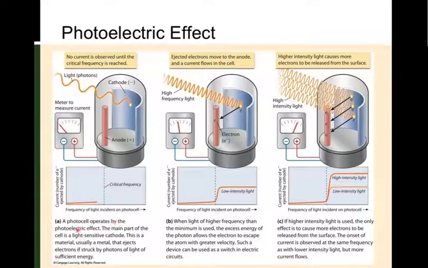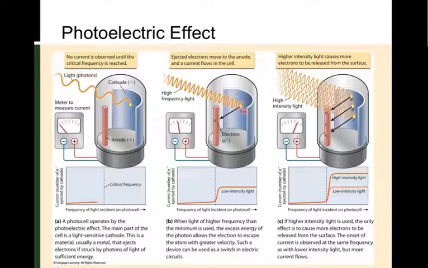A photocell operates by the photoelectric effect. The main part of the cell is a light-sensitive cathode. This is a material, usually a metal, that ejects electrons if struck by photons of light of sufficient energy. But if, for example, we have higher frequency light, this now has enough energy that it can cause an electron to be ejected from this cathode. So ejected electrons move to the anode and a current flows in the cell.